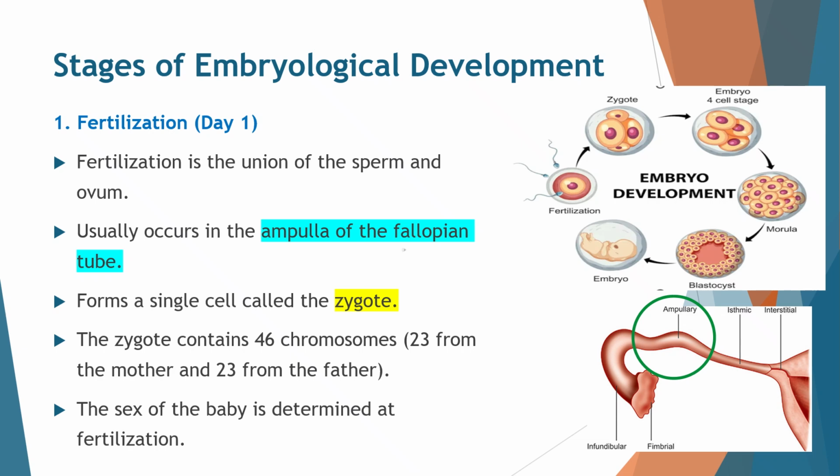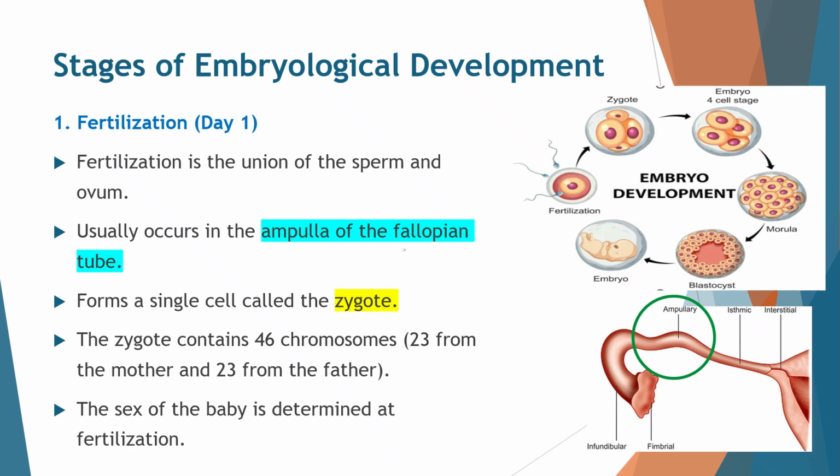After the sperm and ovum unite, they form a single cell called the zygote. The zygote is the very first cell of the new baby. From this one cell, all the organs and body systems will eventually develop. Another important point is that the zygote contains 46 chromosomes. It receives 23 chromosomes from the mother through the ovum, and 23 chromosomes from the father through the sperm. Together, they make a total of 46 chromosomes, which is the normal chromosome number in humans.